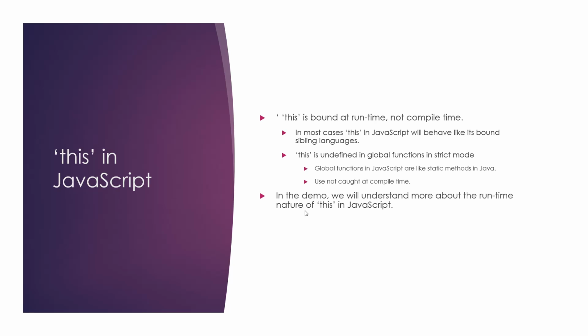Global functions in JavaScript are like static methods in Java. They lack this. The misuse is not caught at compile time because, remember, this is a runtime resolution. So you can resolve it at runtime, even though in most cases you're not. It'll be undefined. In the demo, we will understand more about the runtime nature of this in JavaScript, that is, how you as a programmer can flexibly define this.